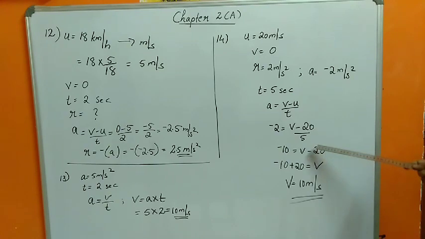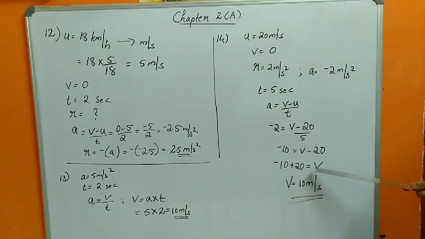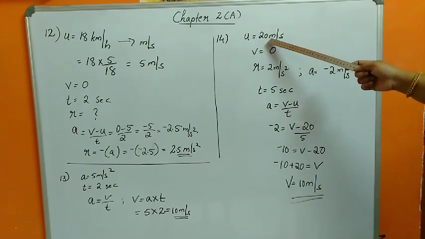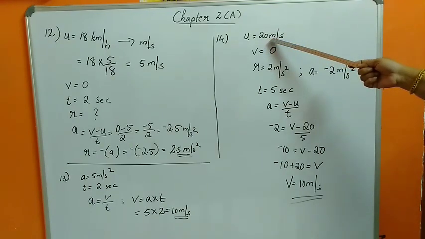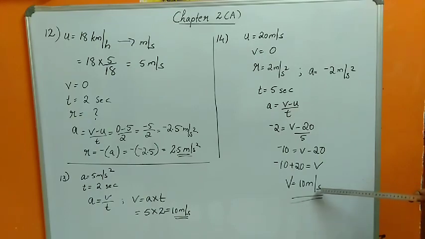This negative 20, when it goes to the LHS side, will become positive 20. So negative 10 plus 20 equals v. So we can say that negative 10 plus 20 is positive 10 meter per second. So the velocity of the car is 10 meter per second. So finally we conclude, initially the car is moving with 20 meter per second. Once the brake is applied, what happened? Its speed reduces to 10 meter per second. Okay.